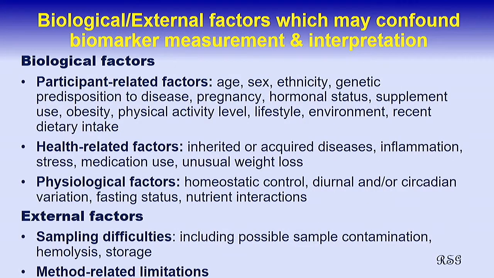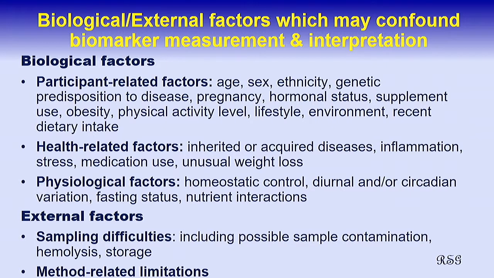As I mentioned earlier, there are certain biological and external factors that influence the variability of the biomarker, which may confound the measurement and its interpretation. Here, I've divided the biological factors into 3 groups that we have to consider when we're designing our survey or our study. These are participant-related, health-related, and physiological factors, all of which must be considered when we're choosing our biomarkers.